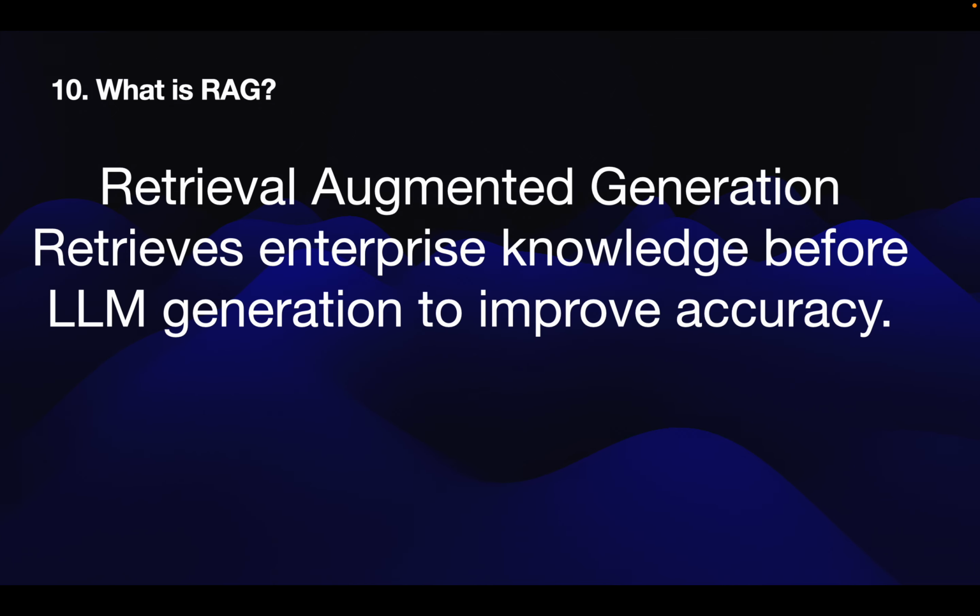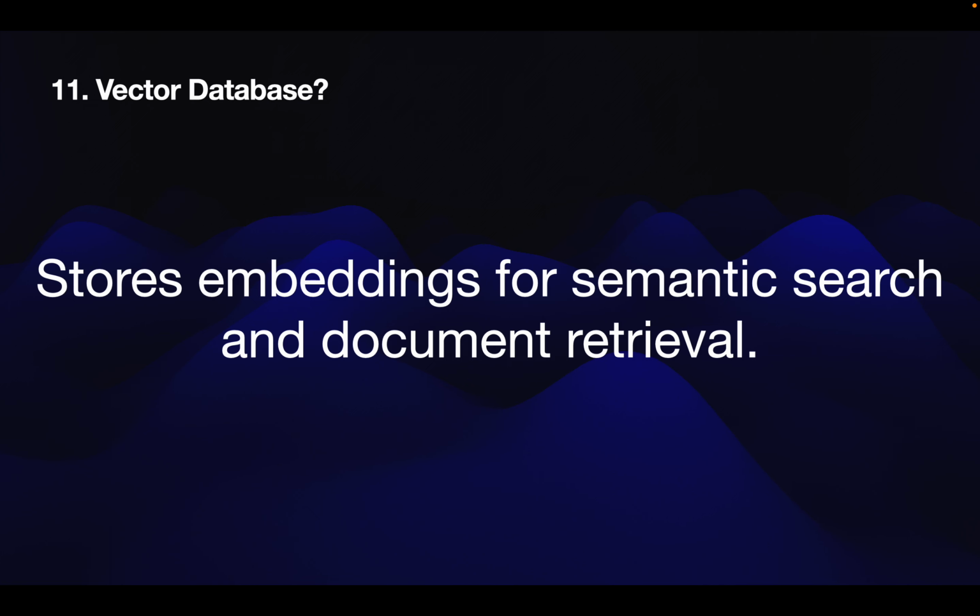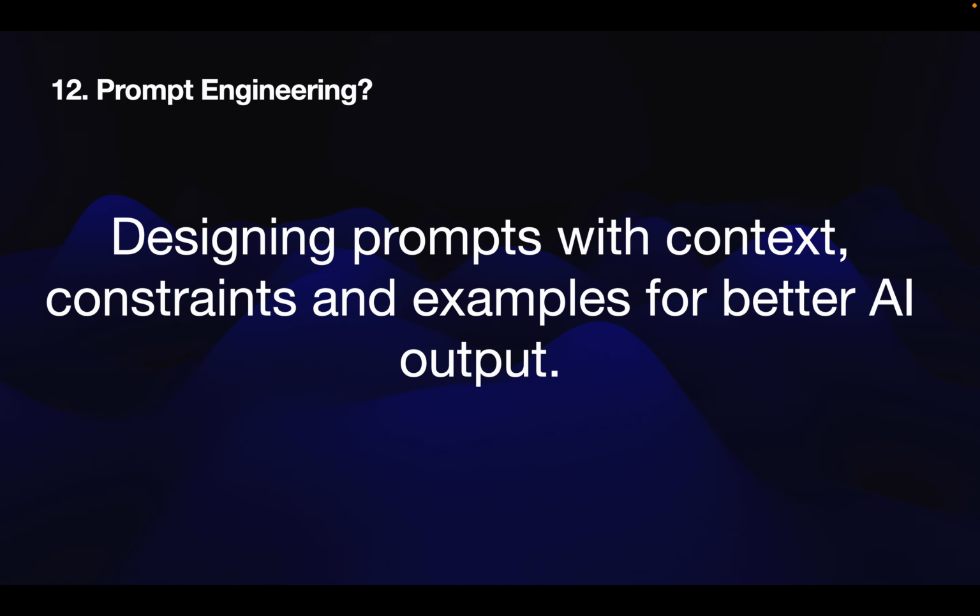What is RAG? Retrieval Augmented Generation. It retrieves enterprise knowledge before LLM generation to improve accuracy. What is a vector database? It stores embeddings for semantic search and document retrieval. What is prompt engineering? Designing prompts with context, constraints, and examples for better AI output.